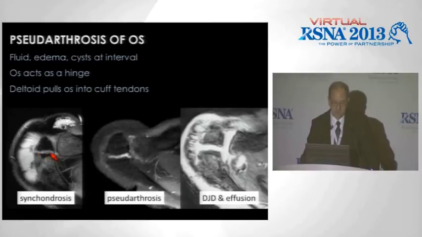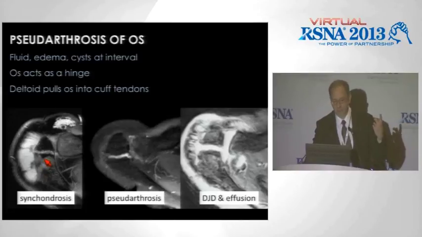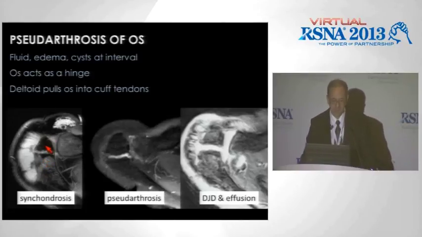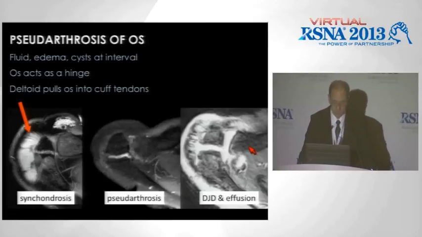Now, normally there's a fibrous synchondrosis, but notice how the anterior deltoid fibers attach to the ossicle and the posterior fibers attach to the scapula. When you abduct your arm, those fibers pull against the os and can hinge the ossicle downward into the supraspinatus. So eventually this can form an abnormal connection, a pseudarthrosis with fluid signal in the interval. And it can even separate and lead to development of arthritis there. Obviously, that causes more instability and more impingement.